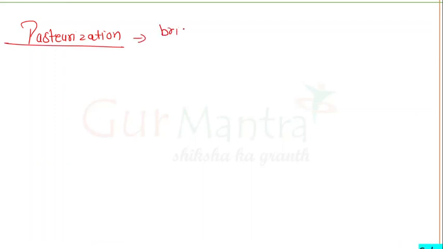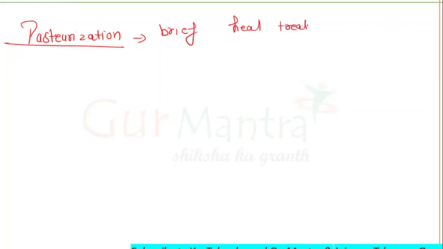Then comes your pasteurization. What is pasteurization? It is a brief heat treatment to reduce the number of bacteria. They usually kill the disease causing microbes and precisely control heat to reduce the microbial population in milk and other heat sensitive liquids. It was named after Louis Pasteur, who first used heat for controlling the spoilage of wine. Pasteurization does not kill all organisms and is therefore not synonymous with sterilization.